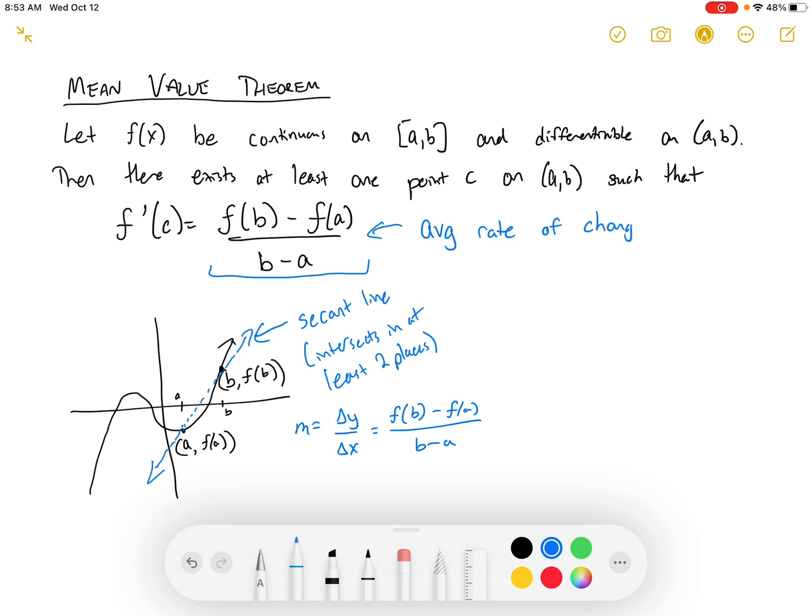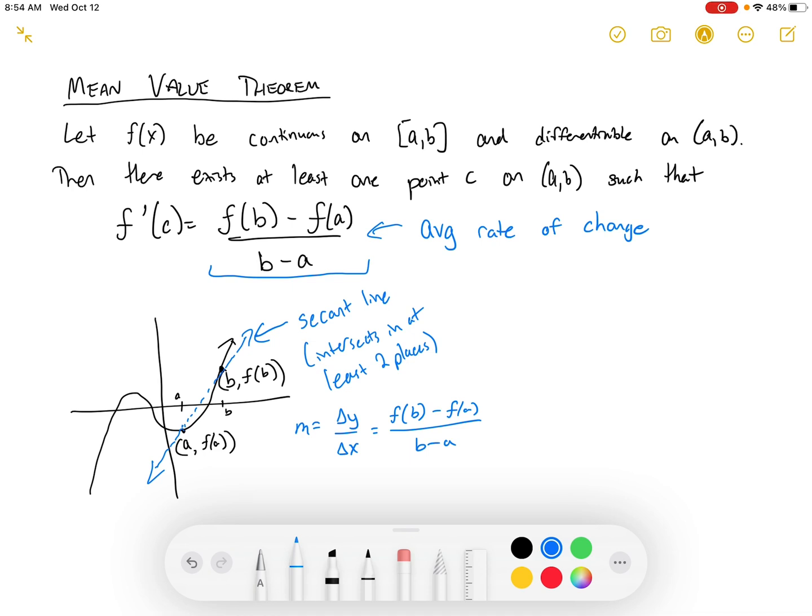The average rate of change. Okay, it's the average rate of change over this interval, AB, right? It's the average rate of change because it's saying, hey, how far did I go in the y direction, and then divided by how far I went in the x direction. That should not be all that earth-shattering to you.